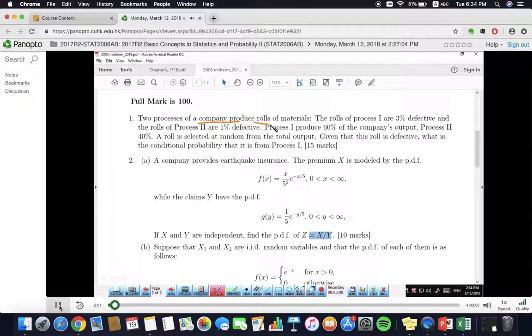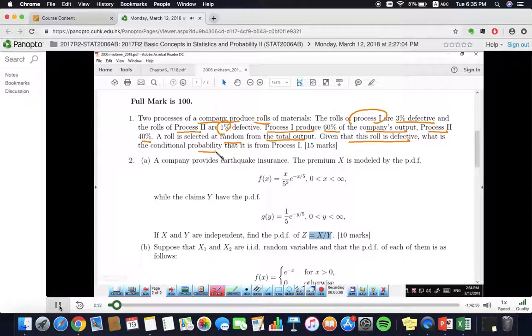A company produces rows of materials. The rows of process 1 are 3% defective, and the rows of process 2 are 1% defective. Process 1 produces 60% of the company's output. Process 2 produces 40%. Now a row is selected at random from the total amount. Given that this row is defective, what is the conditional probability that it is from process 1?